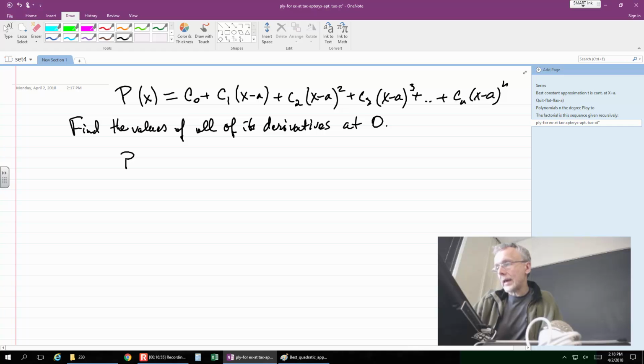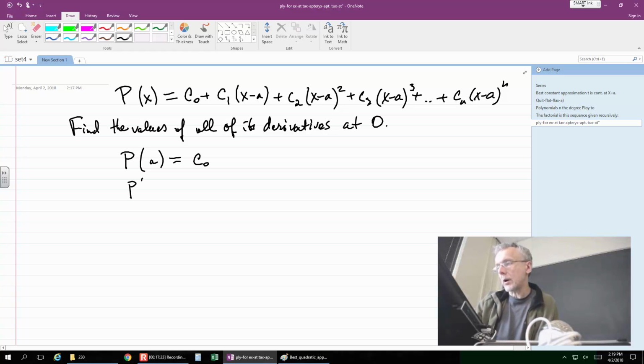So P of a, starting with degree 0. P of a is in fact c naught. Look what's happening. I just plugged in x equal to a into my formula, and all the terms disappear. Right. And so then I know that's the value I'm going to be matching with that function that's still to come. Now I differentiate.